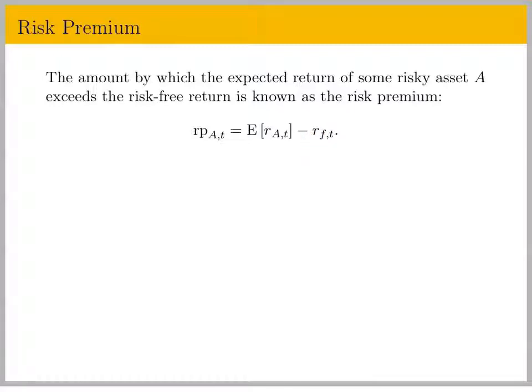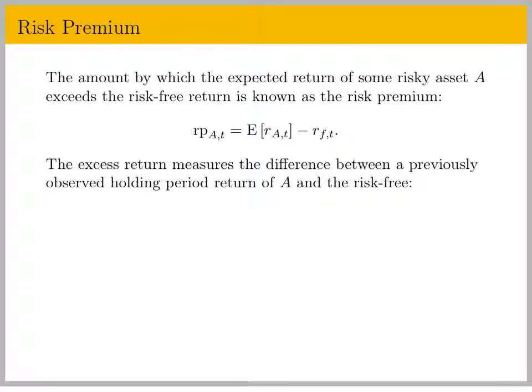This is the idea that we can purchase a government bond at time t minus 1 in January and know what the return will be at the beginning of February at time t. And then I use this notation RP, meaning risk premium of the asset A at time t, which will just be that difference.